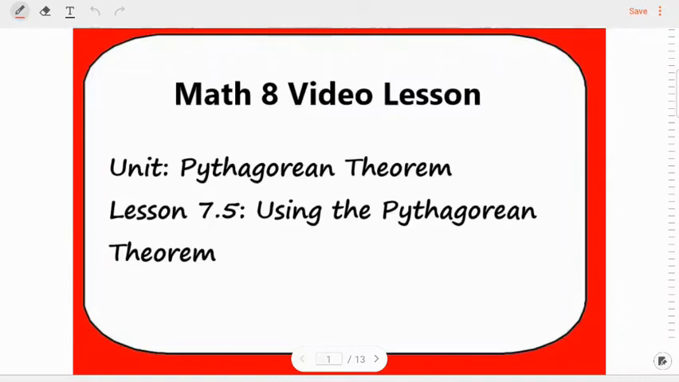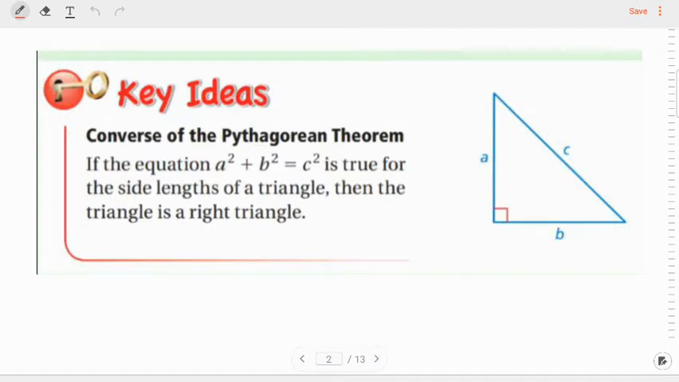This lesson is going to review how to tell if a triangle is a right triangle. In our previous lesson, we discussed how to find a missing side length if a triangle is right. Today we're going to start with all of the different side lengths, and we're going to decide, hey, is that enough information to decide that the triangle is a right triangle? So the converse, and this is called the converse of the Pythagorean theorem.